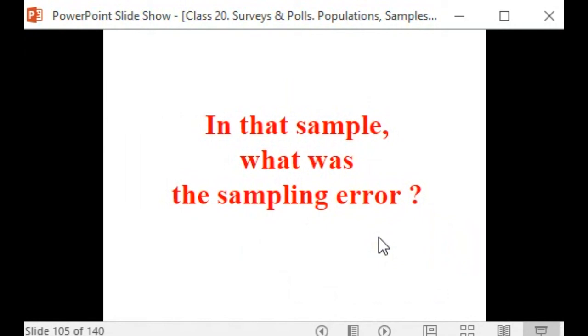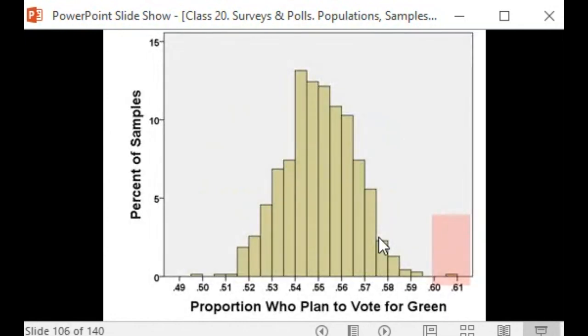In that sample with the highest value of P, what was the sampling error? So here's the sampling distribution again, and I'll repeat the question. In that sample on the right-hand side with the highest value of P, what was the sampling error? You might need a calculator or you might be able to get it. If you remember, pi is 0.55.